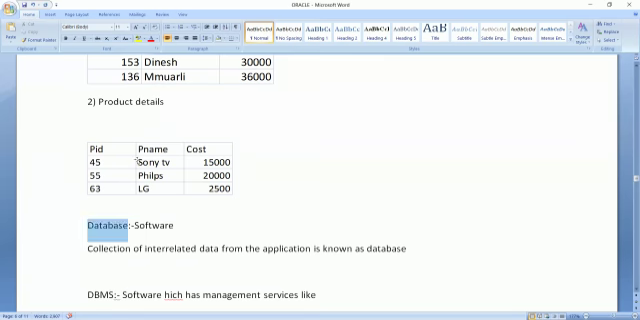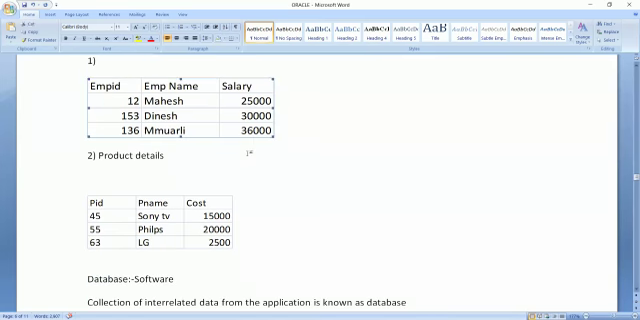This group of tables is called a database, and these are interrelated with each other. Employees will take the product details and store it in one table like that, and employee details will be stored in one table. All this will be stored in the database. Are you getting me?